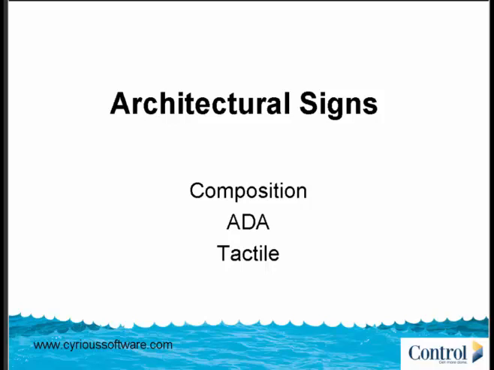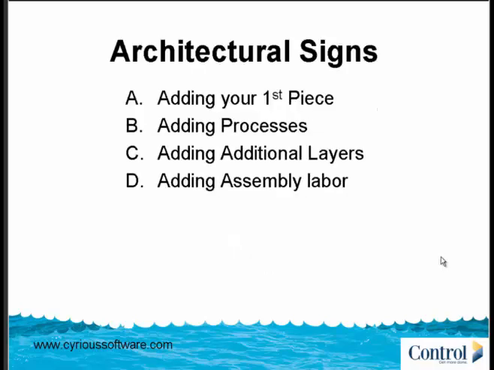In this video, I'd like to discuss architectural signs. The architectural signs product is used for composition type signs: ADA, tactile, interior architectural, really anything where you're putting different processes together with different layers to create a sign. In this video, we'll first discuss adding a first piece, and then the processes on that piece that apply, and then any additional layers that are needed, and the assembly labor to put those layers together.